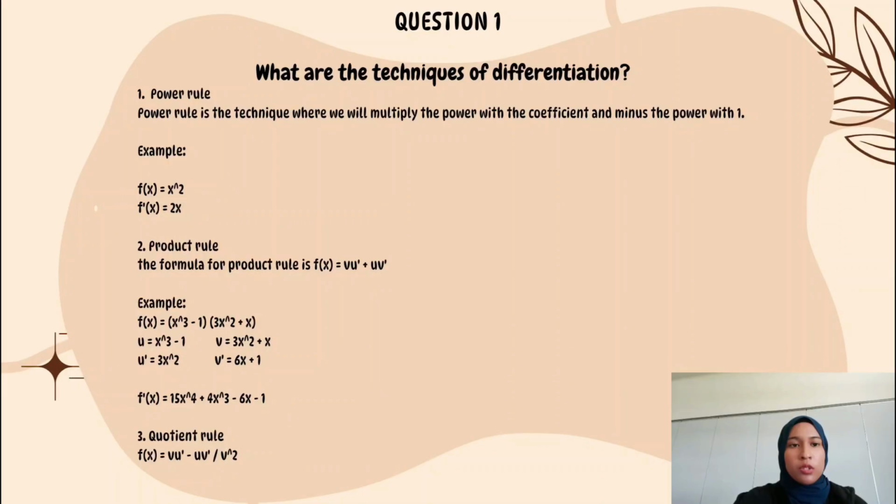Basically, the power rule is a technique where we multiply the power with the coefficient and minus the power with 1. Next we have the product rule. The formula for the product rule is f'(x) equals vu' plus uv'. Lastly, in this topic we have the quotient rule. That's all for question number 1.